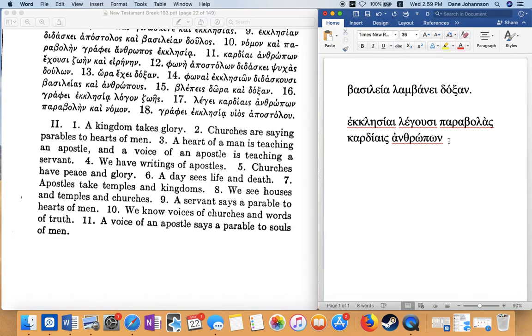Now let's take a look at number three and translate that. We're just going to have to deal with the red. I'm sorry about that. If anyone knows how to get rid of that, please tell me and show me. A heart of man is teaching an apostle, and a voice of an apostle is teaching a servant. So this is a little bit longer, more complex. It's got two parts to it in the sentence. So let's do a heart. Cardia. A heart. Nominative singular, a heart of a man. So of a man is all contained in the word anthropu, of a man, genitive.